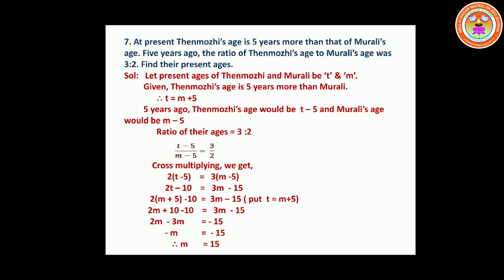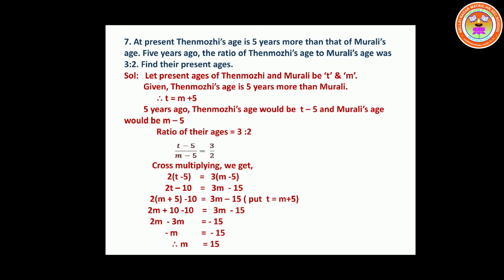So now we are going to move to the time, which is 5 years ago. So 5 years ago Tainmuri's age would be T minus 5. Since we have taken the present age as T and it is 5 years ago, so it is backwards. So we are subtracting from the current present age with minus. That is T minus 5. And Murali's age will also be M minus 5. It is 5 years ago.